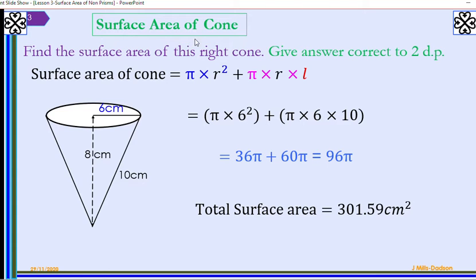Now note, sometimes the slant height will not be given, and you can see the base radius and the height form a right angle triangle. So if it is not given, use Pythagoras to work it out yourself.